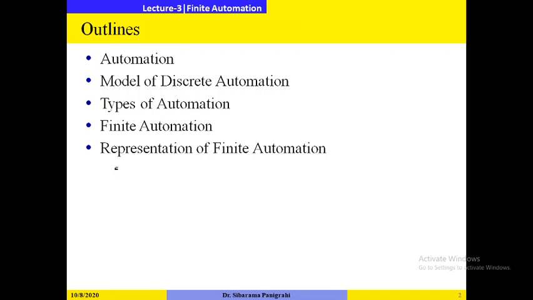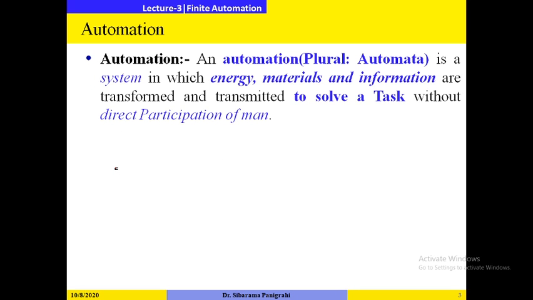So what exactly is a finite automaton? An automaton is a system in which energy, materials and information are transformed and transmitted to solve a task without direct participation of man. Okay. An automaton is also called automata in plural.